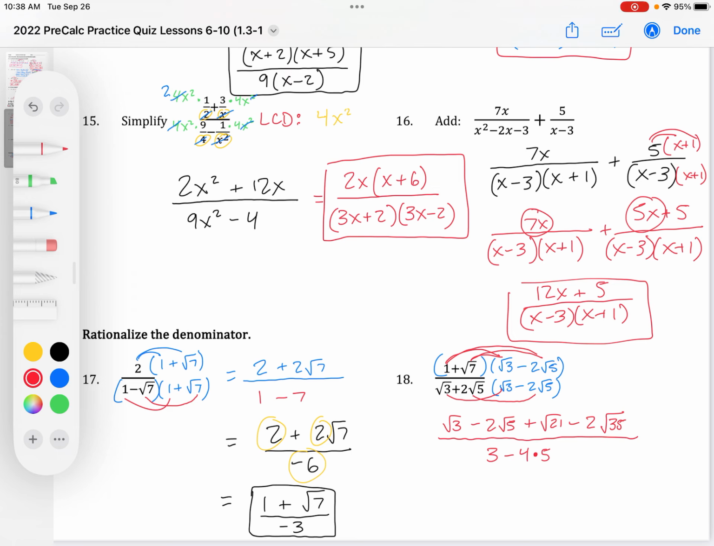All right, and then we can't really do anything in the top because there are no like terms, so I'm just going to rewrite that. But in the bottom, we can do 3 minus 20, which is negative 17. And that is really the best you can get that looking when you rationalize it.